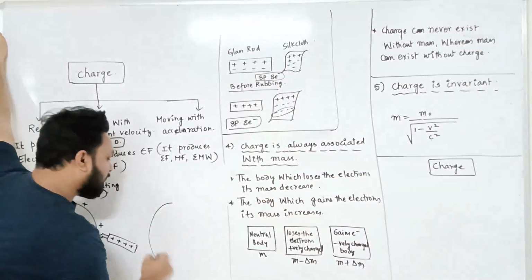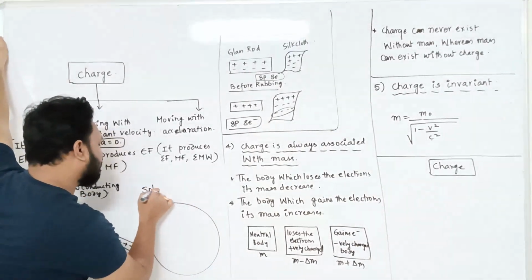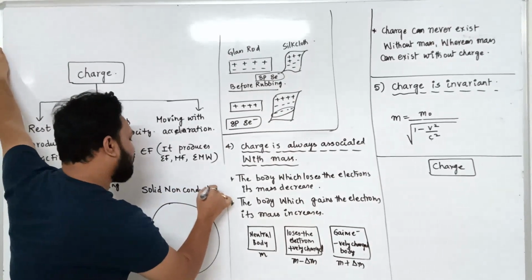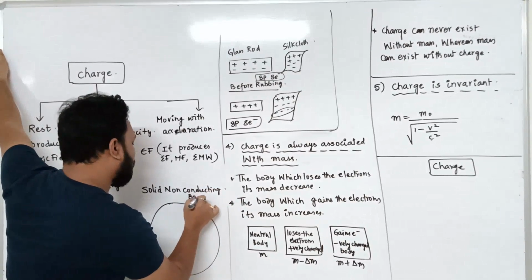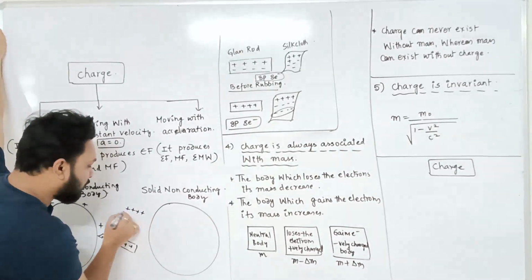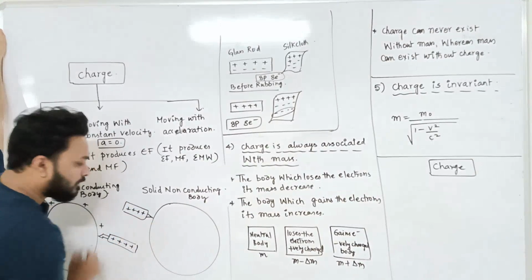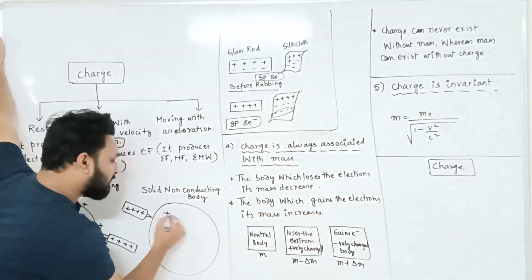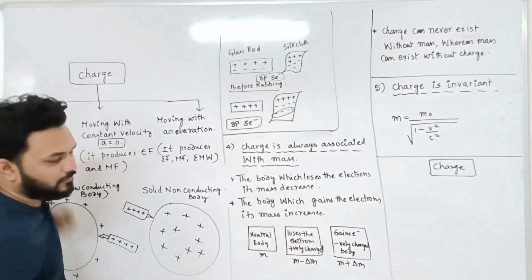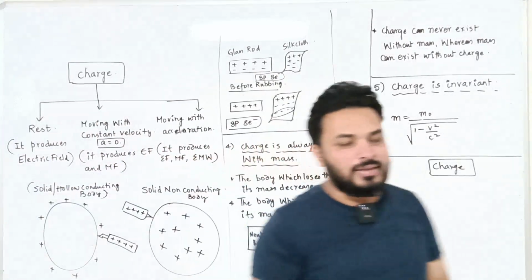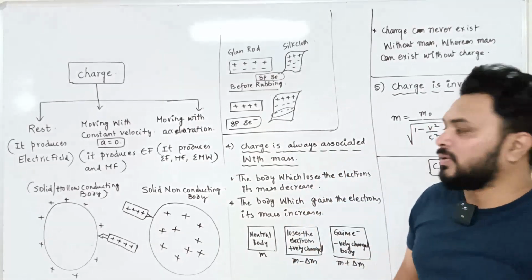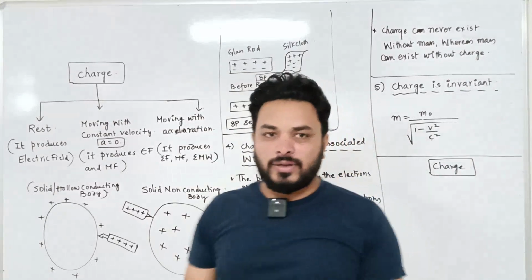If I take a solid non-conducting body, we will explain this later. Just you need to remember what the case is. If I inject the positive charge in the solid non-conducting body, then the charge will reside inside the volume of the body. These cases we need to remember. We will explain this later after electric field, how exactly the charge is distributed in a solid conducting, hollow conducting, and solid non-conducting body.